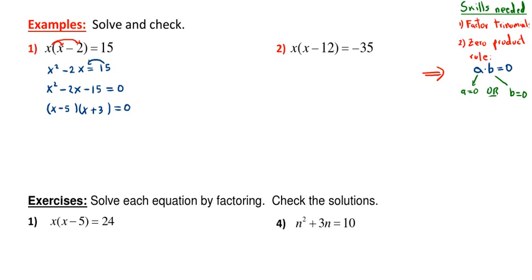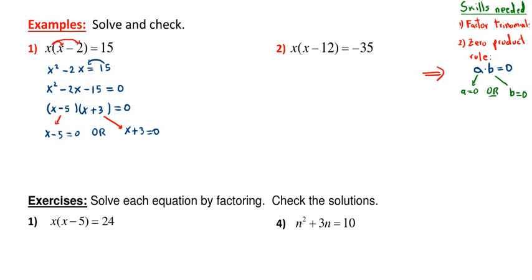Now we can apply the zero product rule. So if x minus 5 multiplied by x plus 3 is equal to 0, then x minus 5 must be 0, or x plus 3 must be 0. And now we solve each of these simple linear equations.